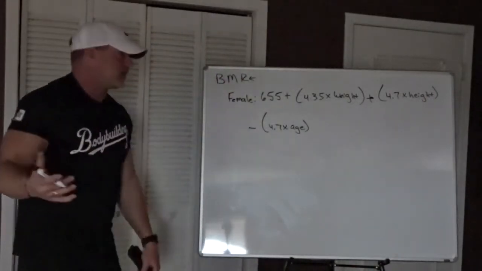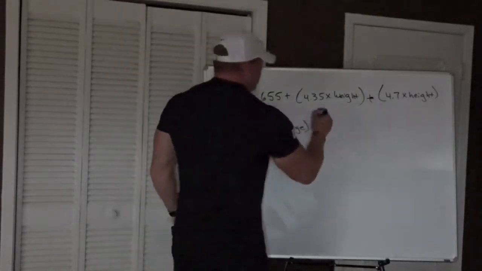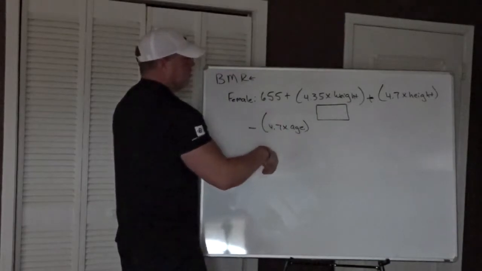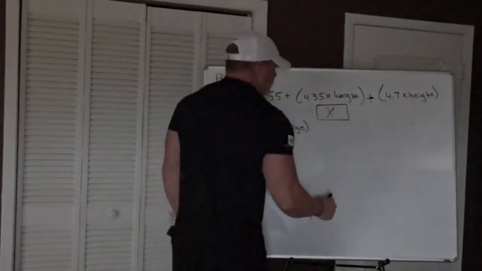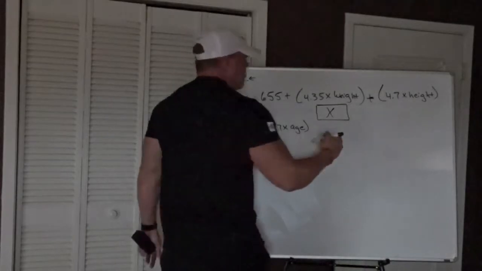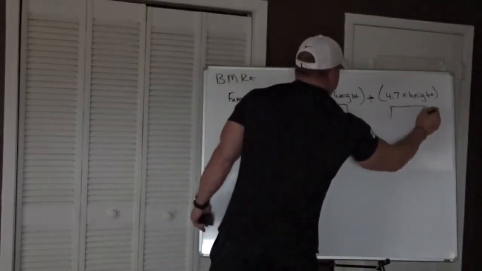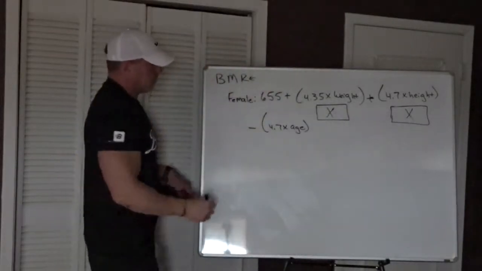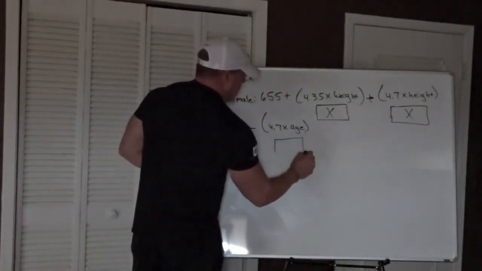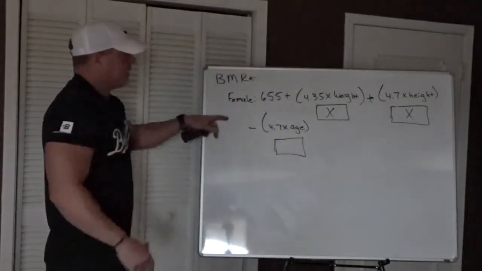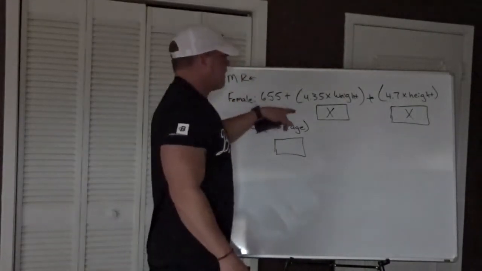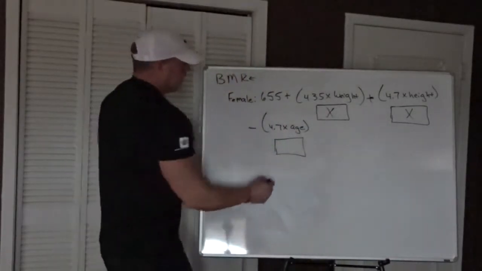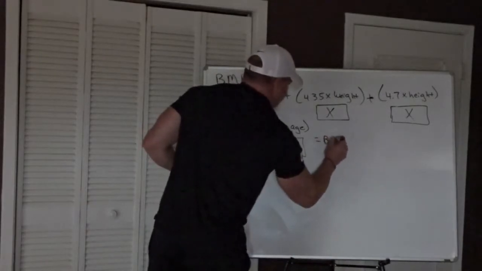So it might have been a while since you've done math, but the easiest way to do it, find out your weight, multiply by 4.35, put that answer here. Find out your height in inches, multiply by 4.7, put your answers there. And however old you are, multiply by 4.7 and put that answer there. Then all you have to do is simply add 655 plus that minus that, and that will come up with your BMR, basal metabolic rate.